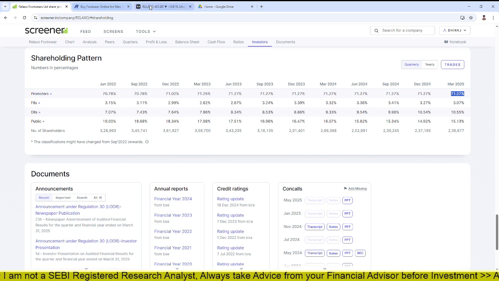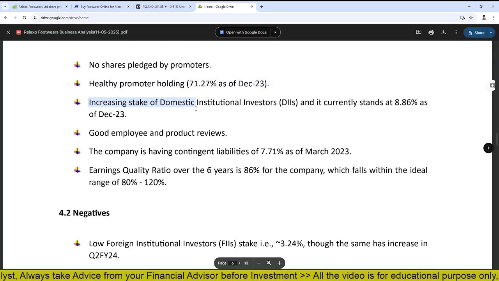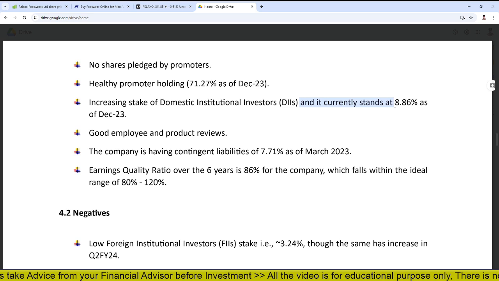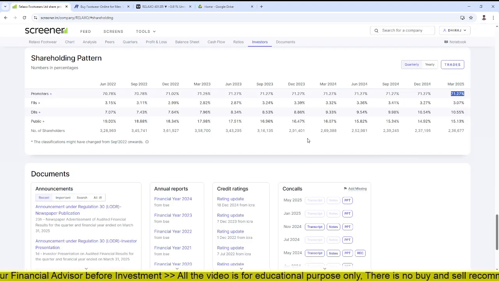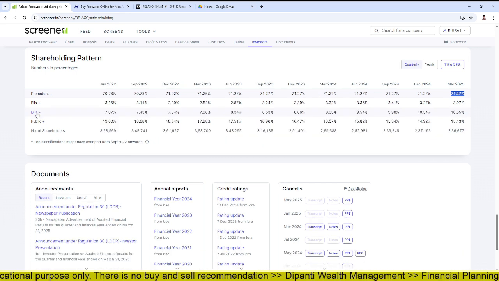So the maximum percentage of shares is in strong hands, in the hands of the promoter group. There is an increasing stake of domestic institutional investors, and it currently stands at 8.86% as of December 23. You can see here DII, domestic institutional investors, SBI Large and Midcap Fund, SBI Long Term Advantage Fund. These funds are holding this particular stock. So 10.55% of shares are in the hands of DIIs, and FII 3%.